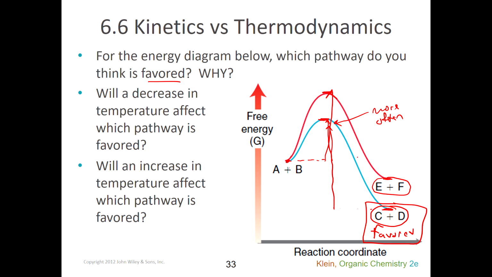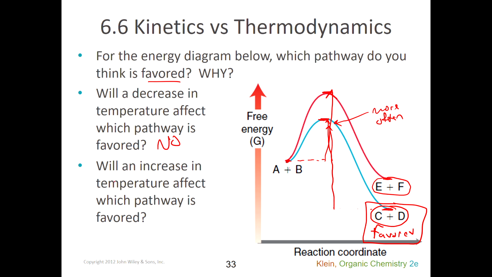And I also make it more often, so even at the beginning of the process, since the collisions occur more often that way, I'm going to favor C and D no matter what I do. So will a decrease in temperature affect which pathway is favored? No. I'm going to get this pathway more often, and when it reaches equilibrium, I'll have more of it because it's lower in free energy.